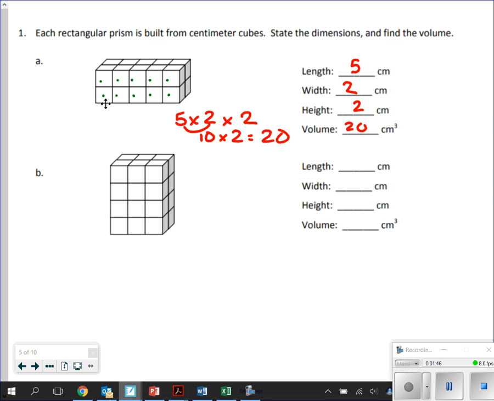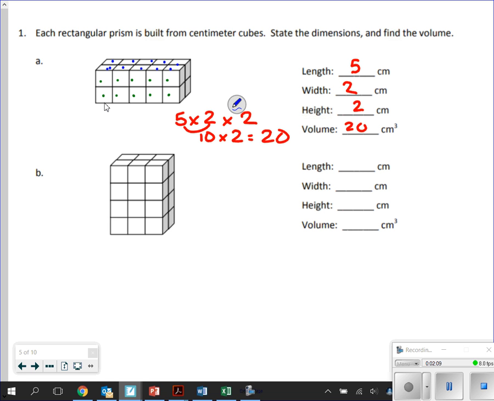I can also look at it as 1, 2, 3, 4, 5, 6, 7, 8, 9, 10 on the top. And if you've got 10 on the top, you've got 10 on the bottom. 10 and 10 is 20. So either way, as long as you get 20.